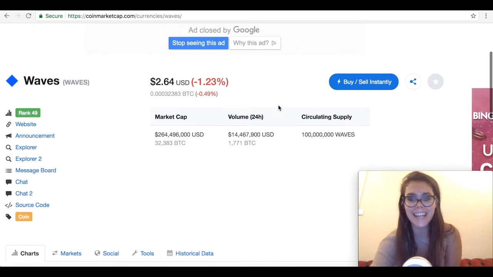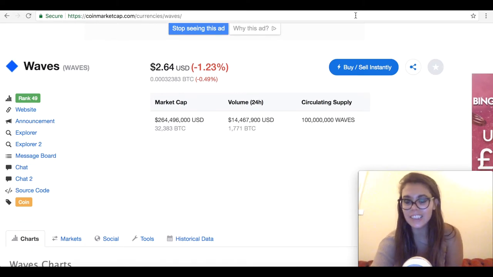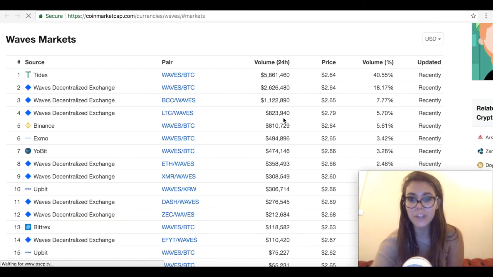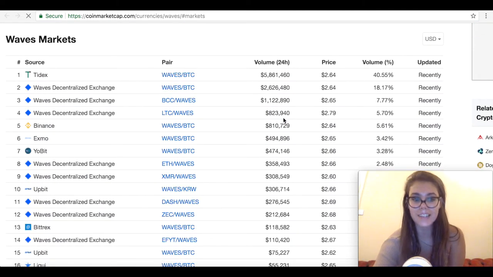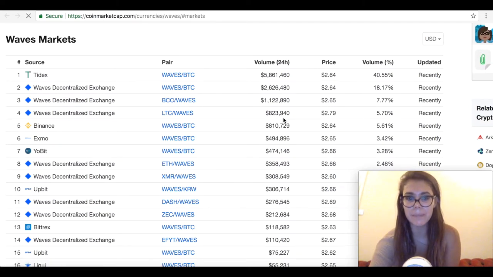You can obviously get it from Waves, the decentralized exchange, unless you're not interested in signing up for any more exchanges, you can get it from Binance, Yobit, Upbit, Bittrex, and like I said earlier, you can get it with Bitcoin, Ethereum, or you can even get it with some fiat.